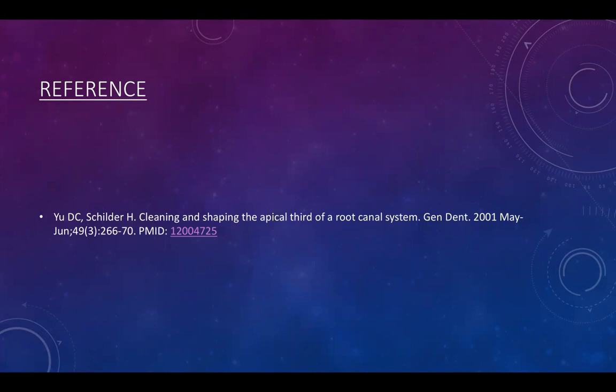Question number 4, all of the below are primary functions of sodium hypochlorite in the irrigation step of cleaning and shaping of the canal except. So the answer is removal of inorganic debris. Removal of organic debris, lubrication, and antimicrobial agent are actually primary functions of sodium hypochlorite. Removal of inorganic debris is actually the primary function of EDTA, which is a chelating agent, and it removes minerals such as calcium, phosphorus, etc.